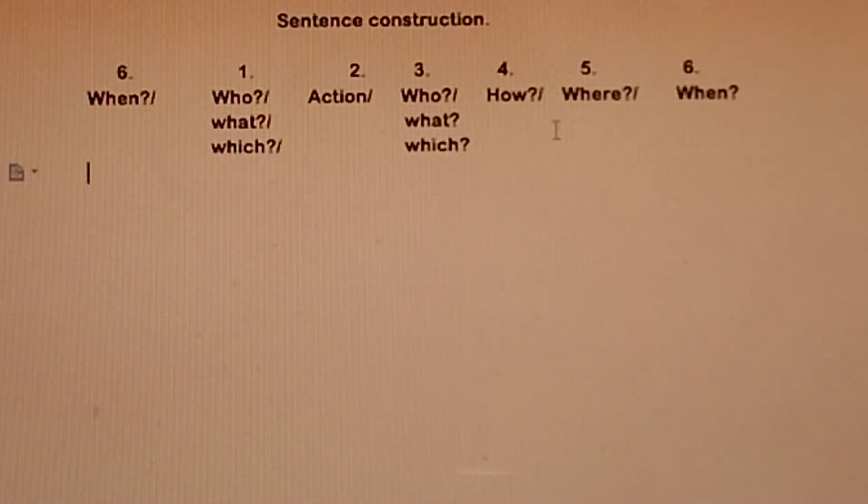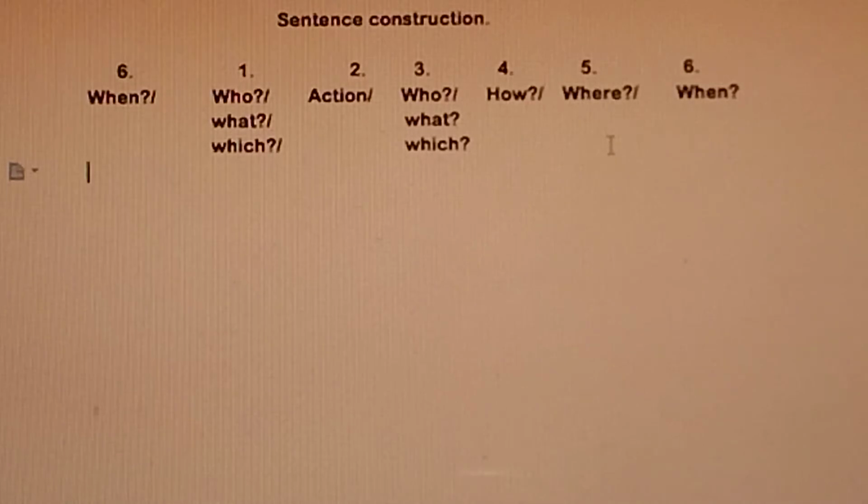Now the next one is number 4, which says how. How did this happen? If you have something like on foot, it should be here. If you have something like loudly, it should be here. If you have something like hungrily, it should be here. I ate an apple hungrily yesterday. Now where did this action happen? I ate an apple hungrily in the kitchen yesterday. In the kitchen tells us where.